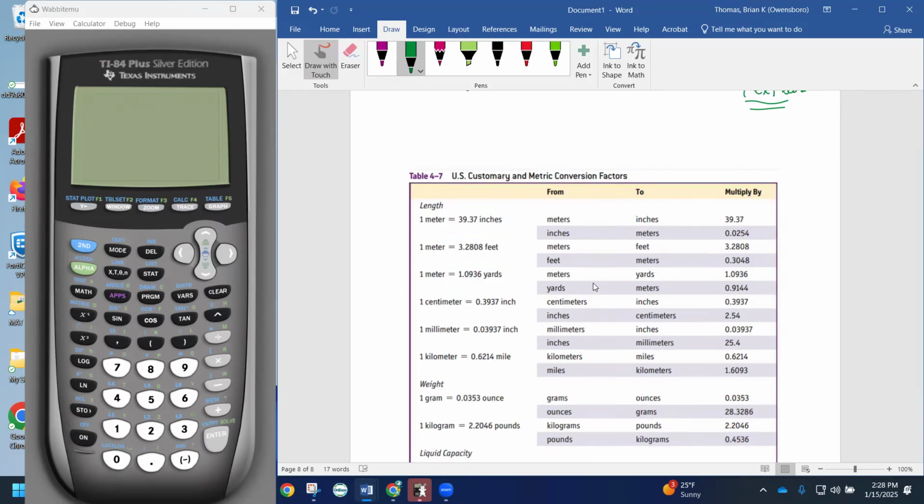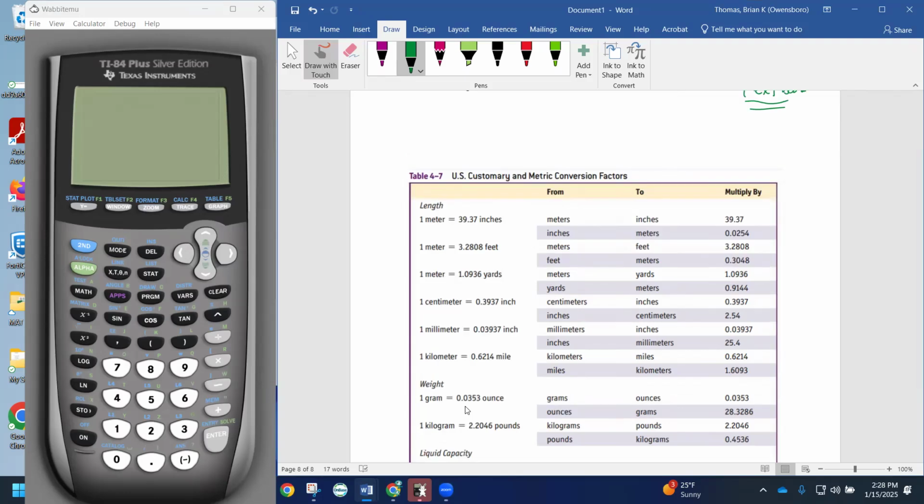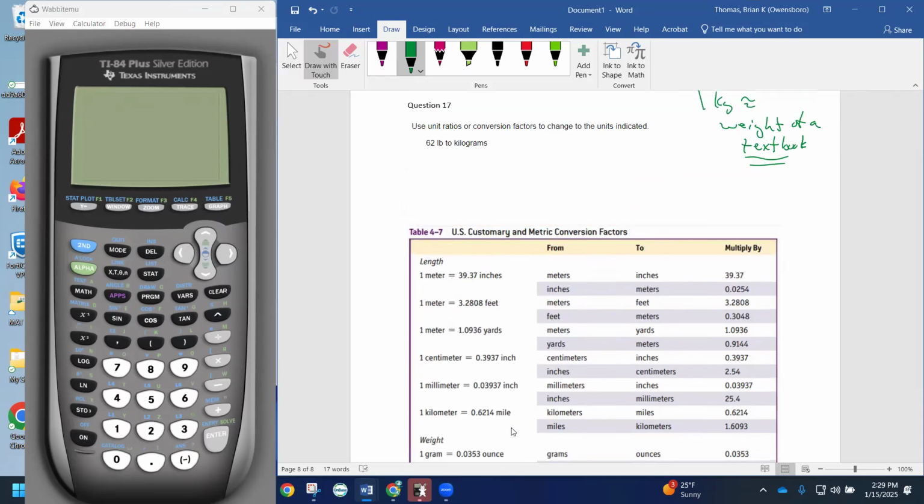So if we go down through here, notice that 1 kilogram is approximately 2.2 pounds. You know, so a kilogram is actually heavier than a pound. It takes 2.2 pounds to make a kilogram. Now, the only time I really mess with kilograms and stuff like that is when I go to the gym, I sometimes see kilograms on my weights and pounds on my weights as well. So both of those units of measurement are tied in together there.